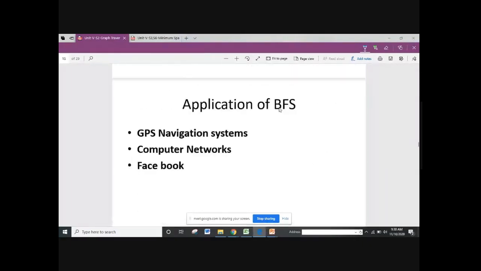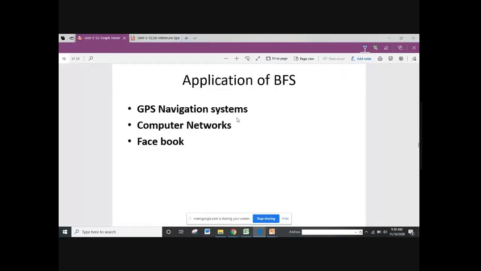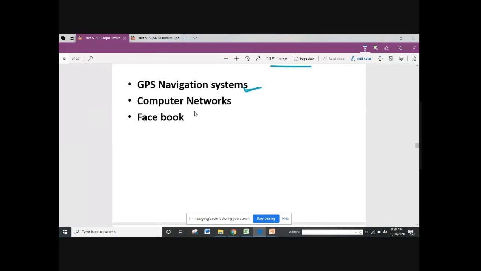The application of BFS is navigation systems. GPS navigation goes from one vertex to the other, finds its nearby vertex, and then moves on to the other. So if you receive any GPS problem, apply the BFS concept. Similarly in networks, one system is connected to the other, and then from there to the next system, likewise interconnectivity.